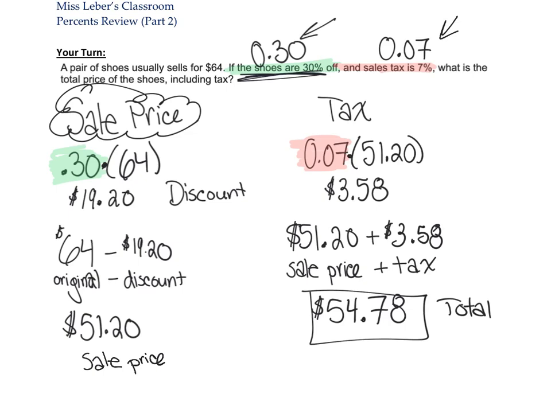Again, rounding, looking at your calculator, you only want to take it to 2 decimal places. Then to find my total, remember total means to add it up, so add my sale price plus my tax, and that gave me $54.78. Feel free to go back, rewind, try it again, and if you have any questions, please do not hesitate to email me.